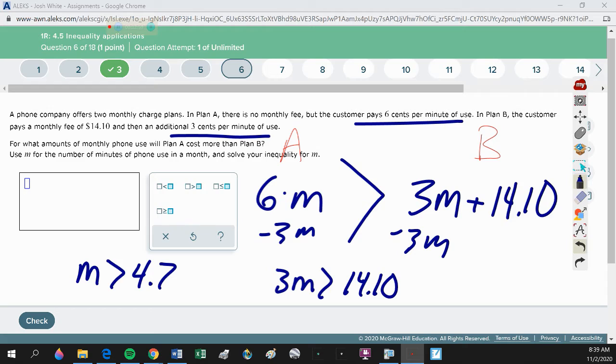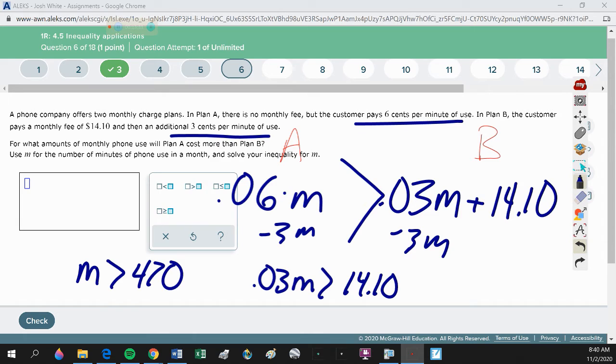What does that mean? If you talk 4.7 minutes. Oh wait, sorry, that's not right. It should be 0.06 and 0.03. So let me do that again. 14.1 divided by 0.03 is 470. That makes more sense.